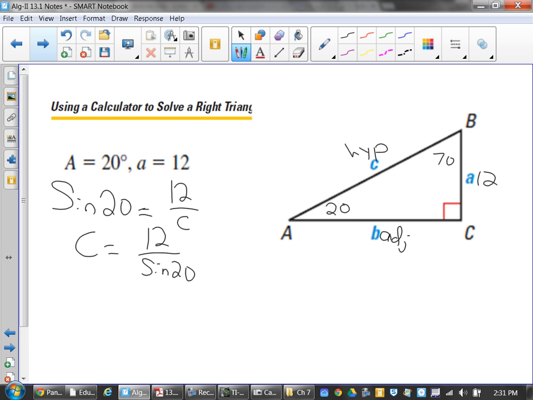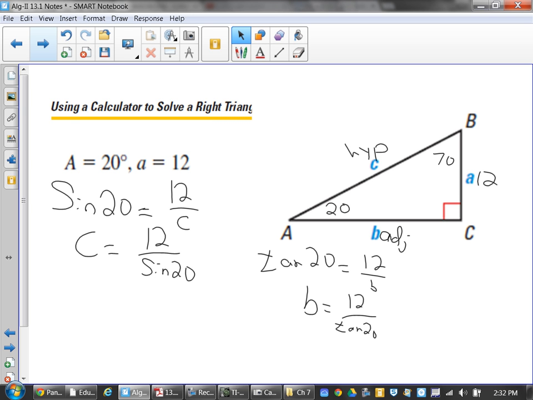But if you reuse your given, what trig function would I use with an opposite and an adjacent? Tangent. So I would reuse my given and say, well, the tangent of 20 is 12 over that b value. So then I know that b would have to equal 12 divided by the tangent of 20.